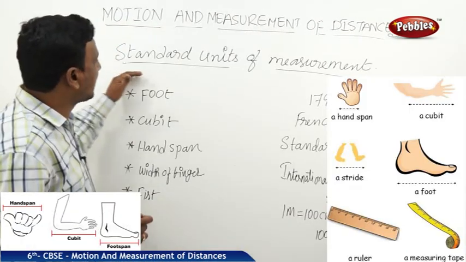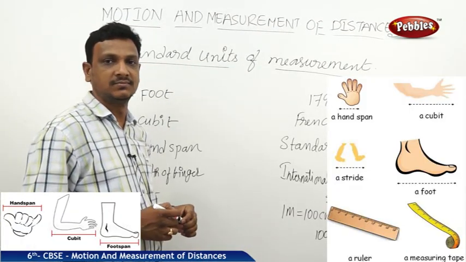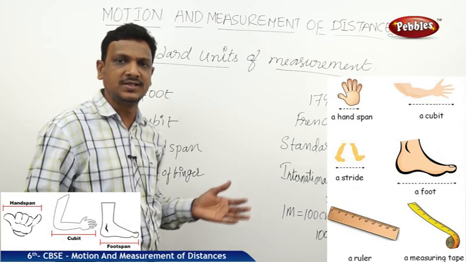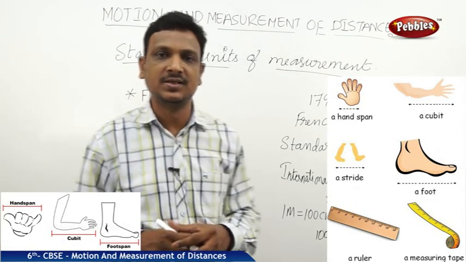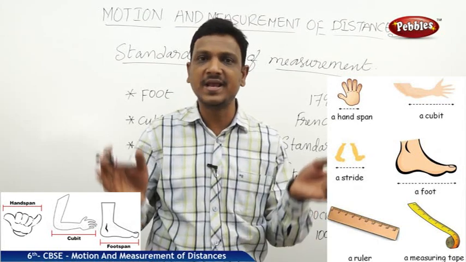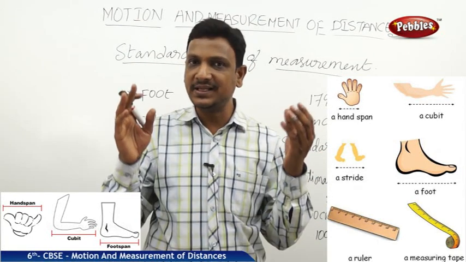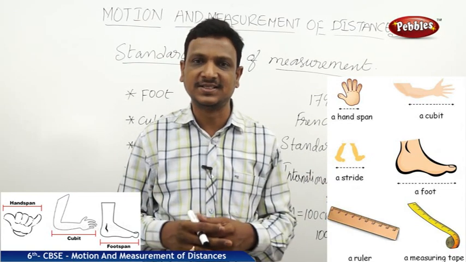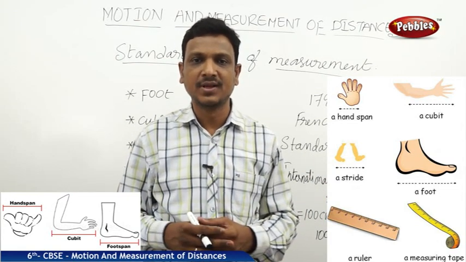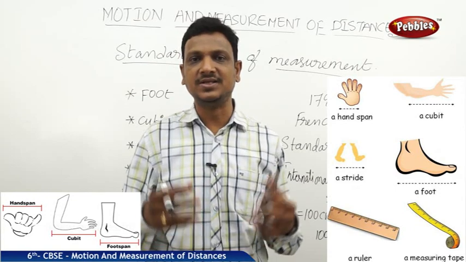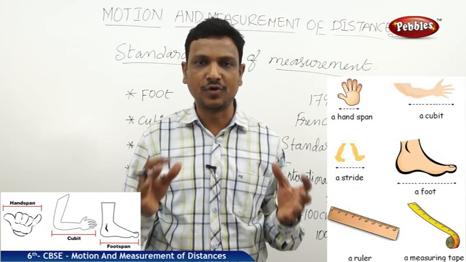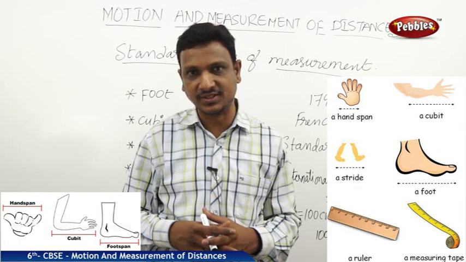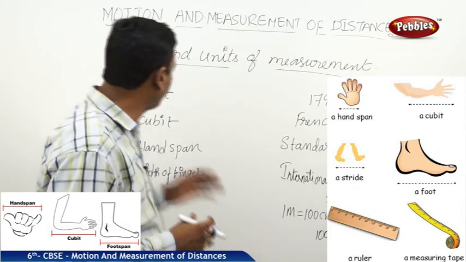Now let's see the standard units of measurement. So what are standard units and what are non-standard units? Standard unit in the sense it should be accepted by everybody. It should be the same in each and every case. Wherever, whoever measures that, it should be the same. But non-standard: in ancient days, people used to follow the non-standard units to measure things. Say for example, here we have foot.